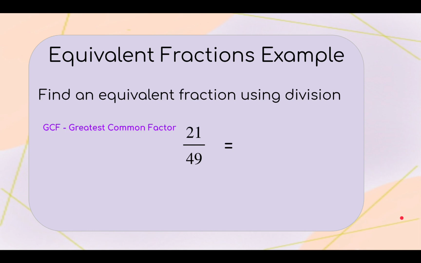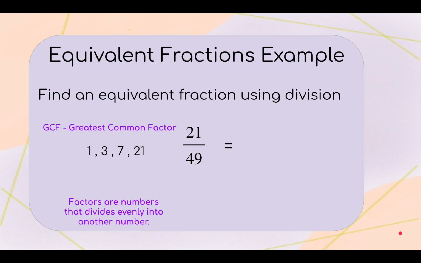If you don't notice it right off the bat, you can always use the GCF, which is the greatest common factor, meaning that I'm going to take the factors of 21 and the factors of 49 and figure out what is the greatest factor they have in common. The factors are numbers that divide evenly into another number.